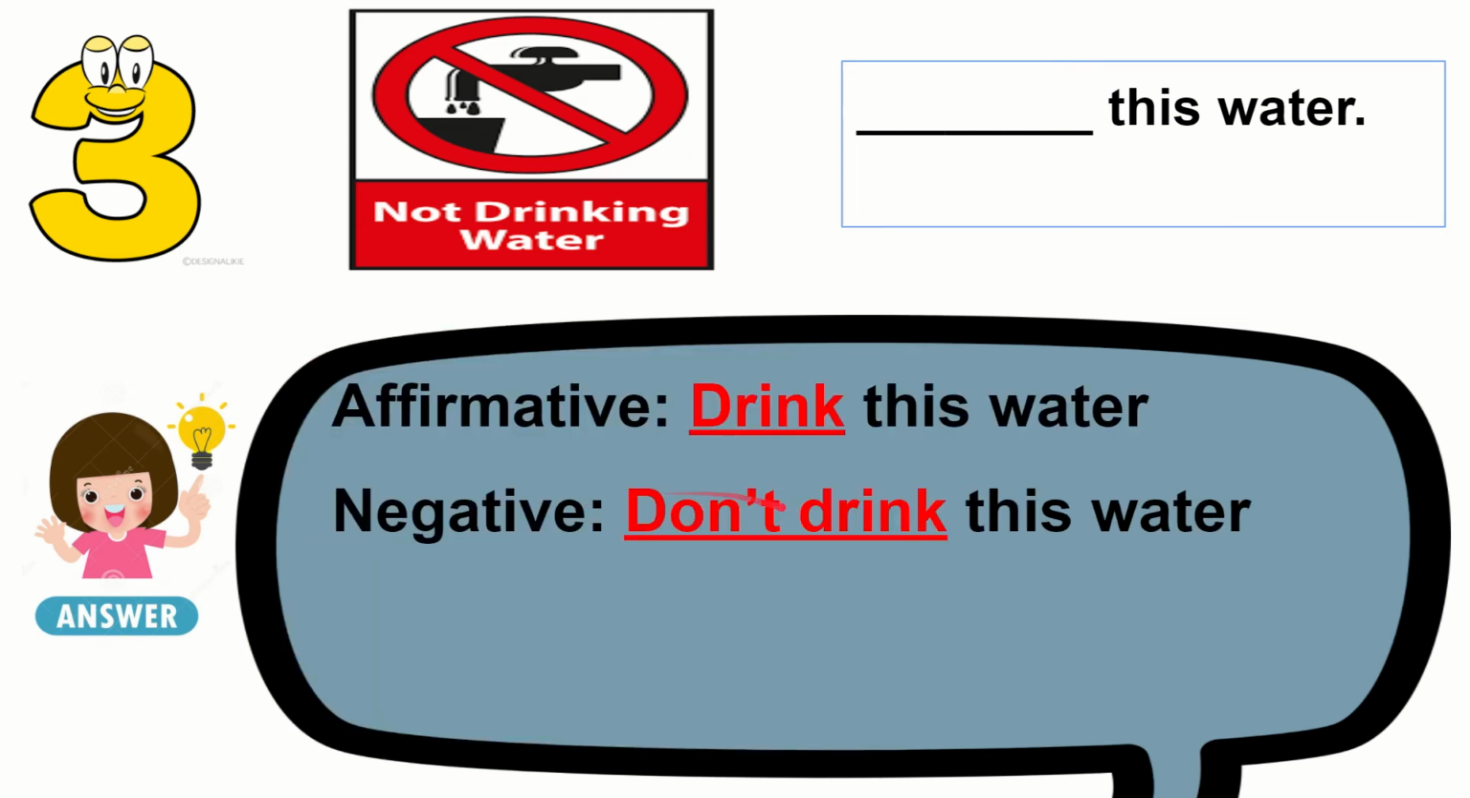The affirmative, drink this water. Negative, don't drink this water. So which one is the correct one? It is the negative, don't drink this water. Okay, it's in the red sign, don't drink this water.